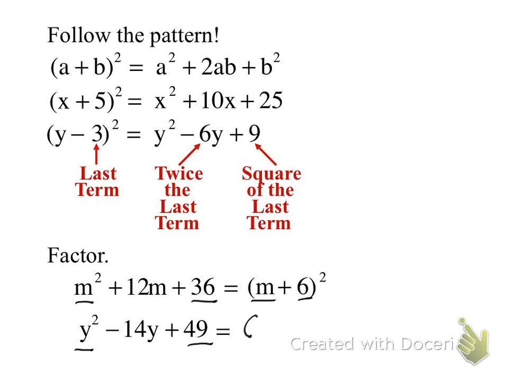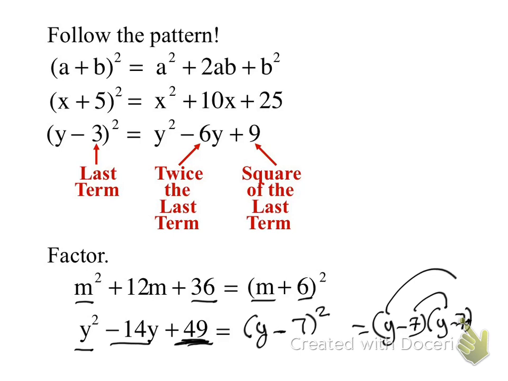But, Logan, what is the root of y squared? Y. What is the root of 49? 7. Now, to get negative 14 when added and positive 49 when multiplied, what sign has to be in the middle? Minus, and we're going to square it. So really, Logan, what that means is y minus 7 times y minus 7. Does that make sense? Yeah. That gives me my minus 7y minus 7y, which gives me my minus 14y.